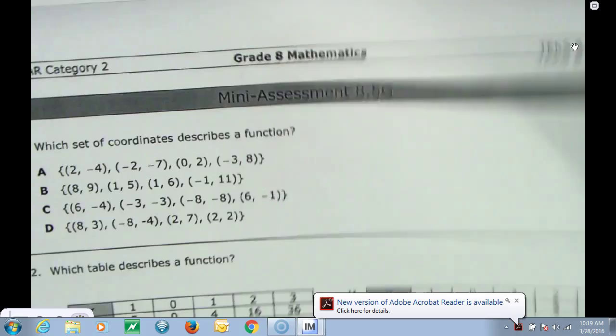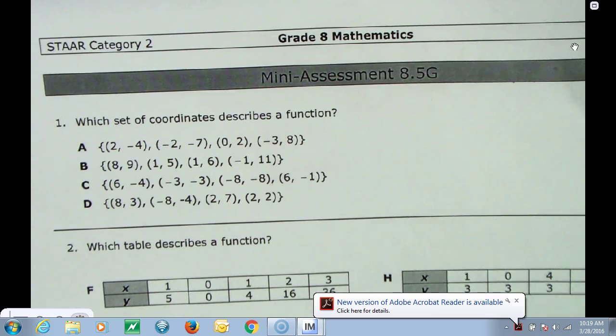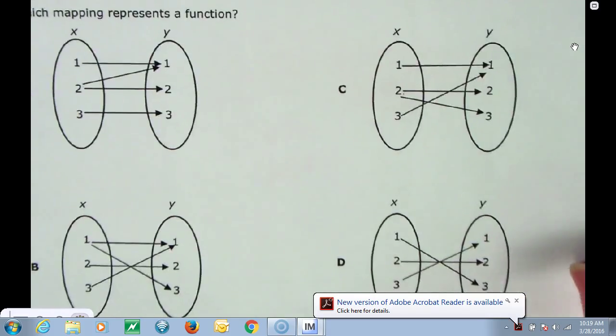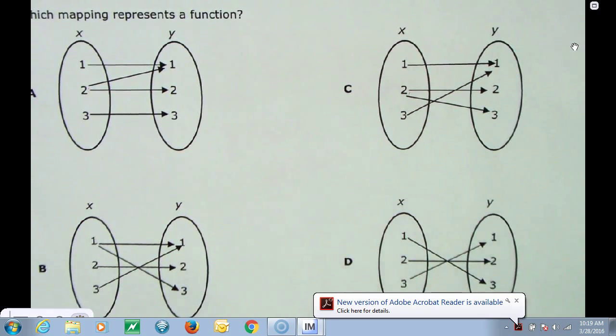Okay. Look at number 1. Which one is a function? Get it in your hand. Which one is a function? A? Yes. Yep, A. Okay. Look at number 3. Which one is a function?